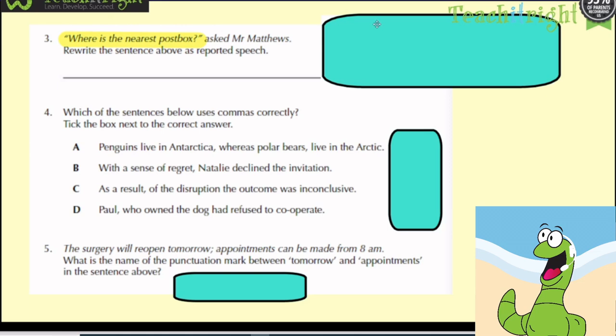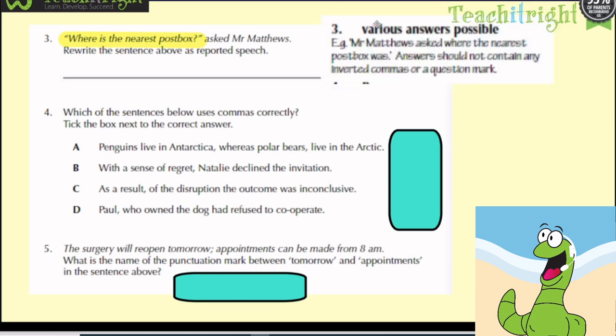Now, reported speech is paraphrasing what somebody else is saying. So it's not exactly what they said, but it's explaining that Mr. Matthews asked where the nearest postbox was. So you could write it in a different way, which is why it says here in your book as well, various answers possible. But the point is that you're not including inverted commas. It's not exactly what Mr. Matthews was saying. It's somebody describing what he asked. Mr. Matthews asked where the nearest postbox was.